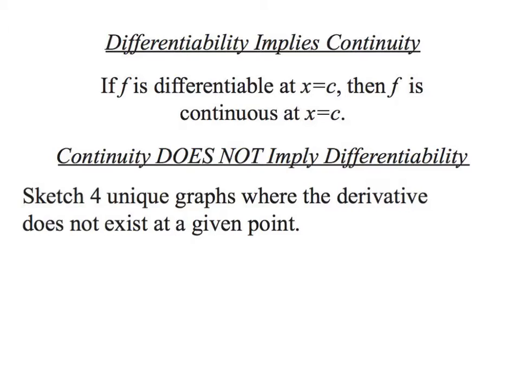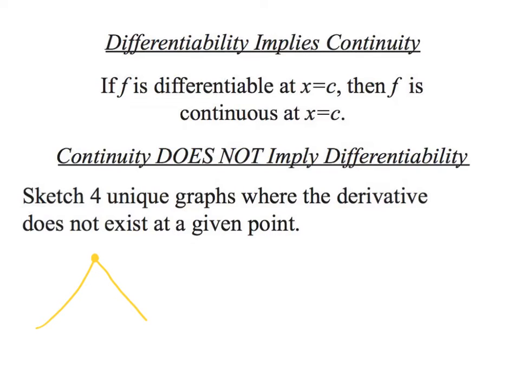One of them is a graph that maybe goes like this, and then it goes like this. Now, at this point right here, it is a very sharp edge. And what happens is the slope coming from this side is going up, but the slope coming from this side is going down. Which slope is it? It's multiple slopes. We can't decide. So anytime there's a sharp point, sharp edge, you cannot have a slope at this point.